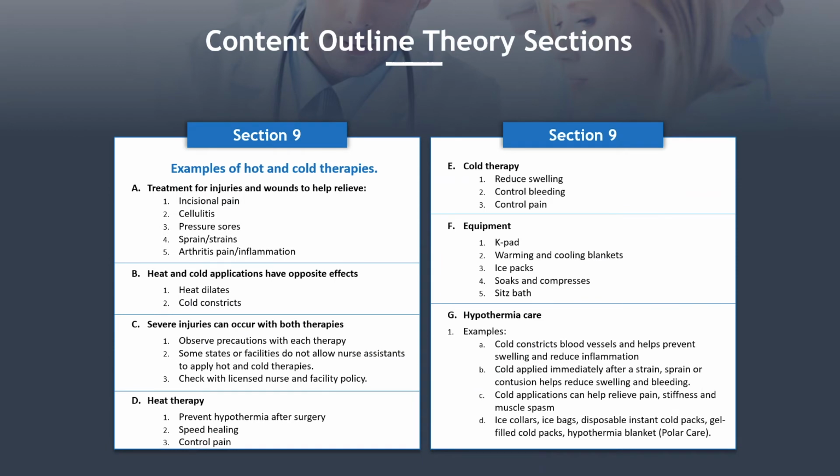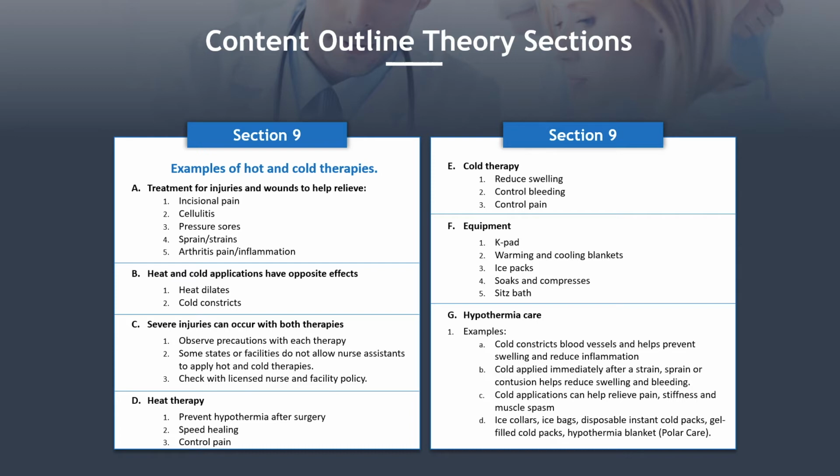Section 9. Examples of hot and cold therapies. A. Treat injuries and wounds to help relieve incisional pain, cellulitis, pressure sores, sprains or strains, arthritis pain and inflammation. B. Heat and cold application have opposite effects. Heat dilates, cold constricts.